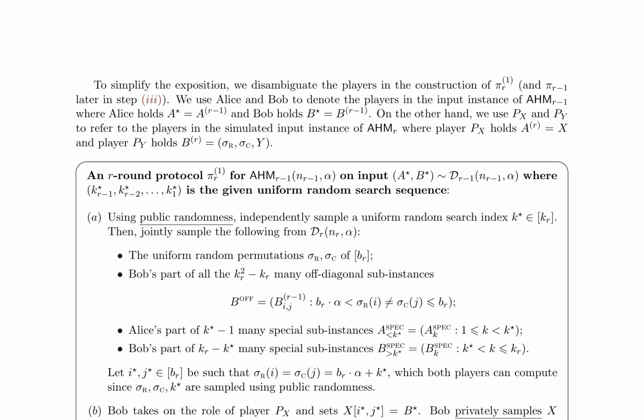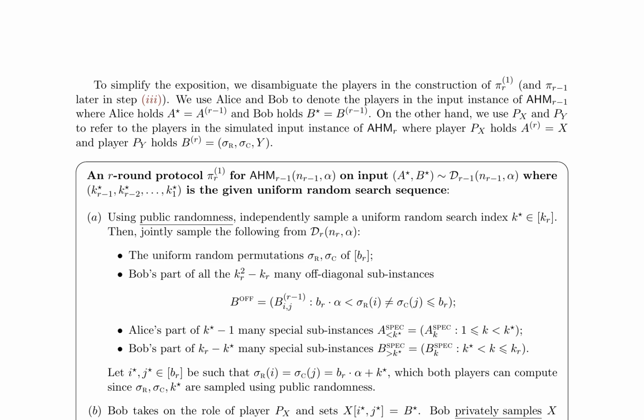Here is a combined summary of the 2 pages. The protocol pi_1^r is an r-round protocol for the augmented hidden matching AHM problem, which is a variant of the hidden matching problem. The protocol involves 2 players, Alice and Bob, who take on the roles of players PX and PY in the simulated input instance of AHM_r.